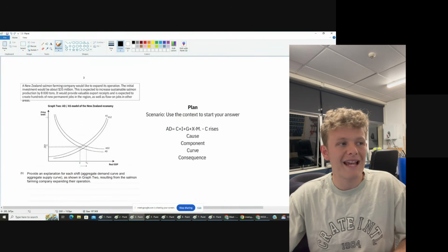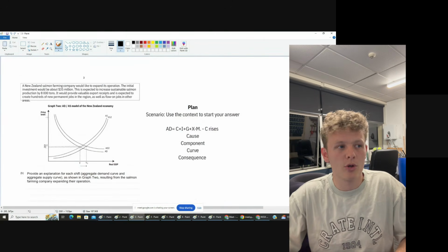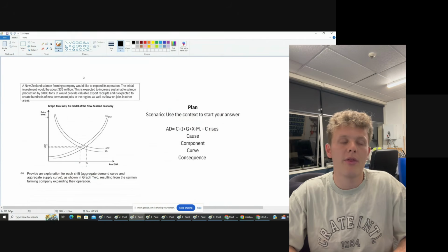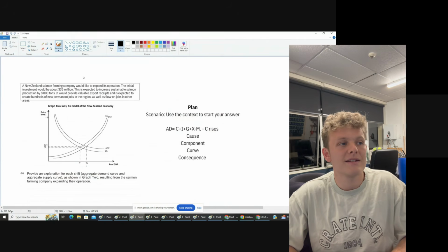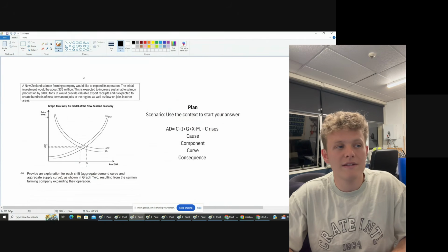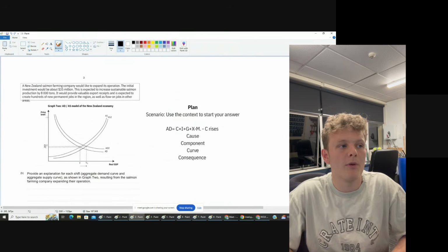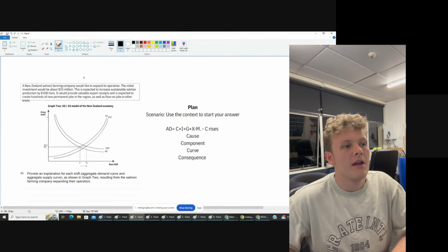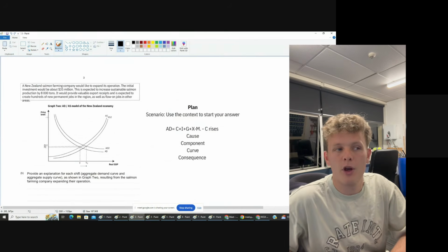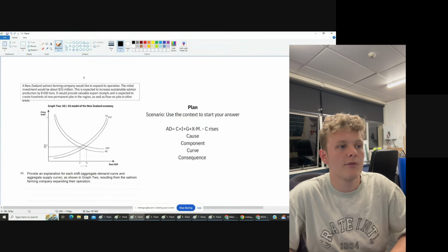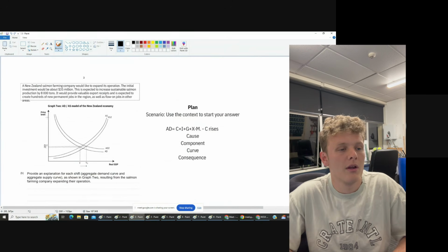A New Zealand salmon farming company would like to expand its operation. The initial investment would be about 35 million. It is expected to increase sustainable salmon production by 8,000 tonnes. It would provide valuable export receipts and is expected to create hundreds of new permanent jobs in the region, as well as flow-on jobs in other areas.